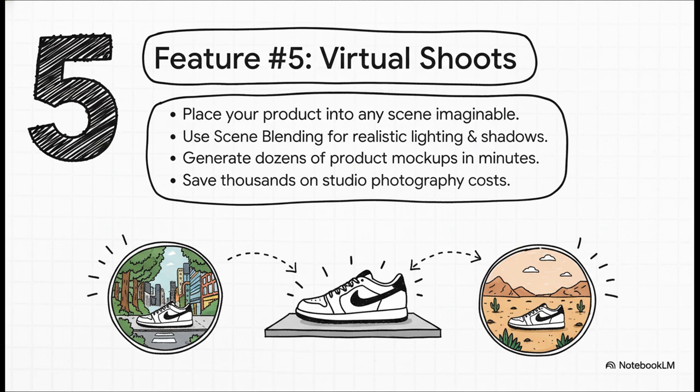And last but not least, feature number 5, the virtual photo shoot. This is so cool. You can take one clean photo of your product and then use this new feature called scene blending to just drop it into any environment you can possibly imagine. The AI handles all the tricky stuff. It automatically adds realistic lighting, reflections, and shadows. You can generate dozens of professional-looking product mock-ups in minutes, which could save you a fortune on actual studio costs.